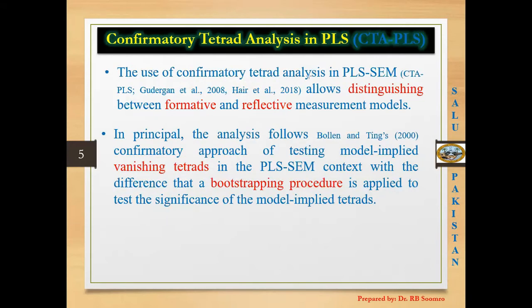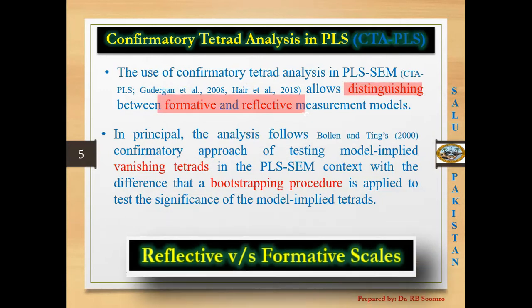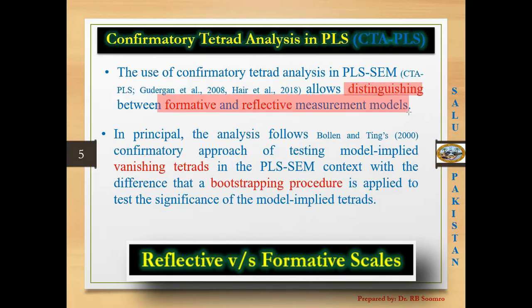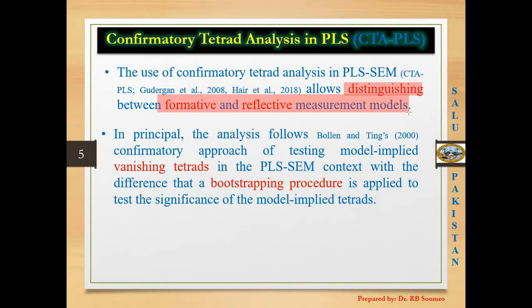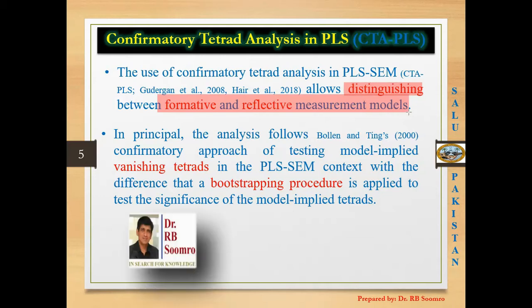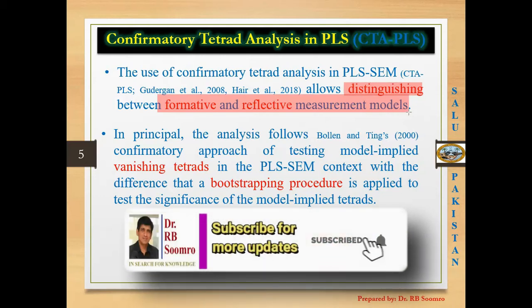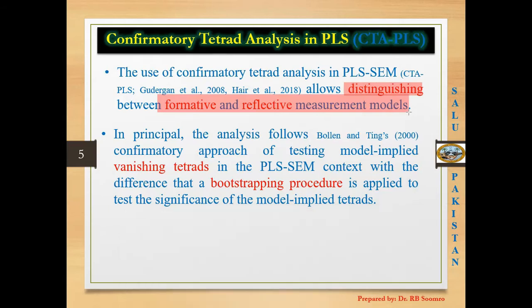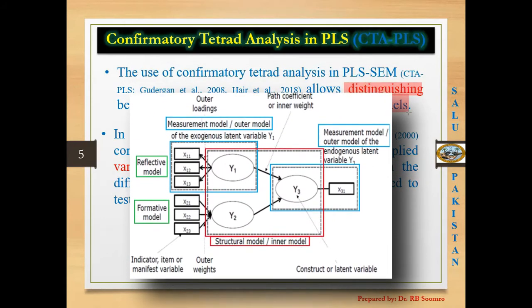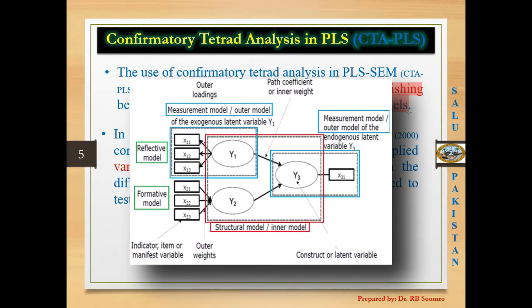The use of confirmatory tetrad analysis in SmartPLS, basically its job is to distinguish between the formative and reflective measurement model. The basic job of CTA, confirmatory tetrad analysis, is to differentiate formative and reflective from each other. Here the term measurement model has two parts, reflective and formative, and the other part is the structural model. Whenever we work in SmartPLS, we have these two models, the structural model and the measurement model.